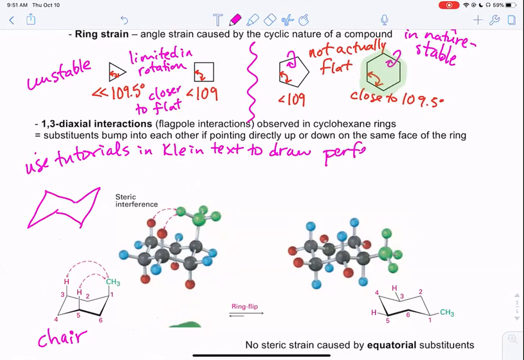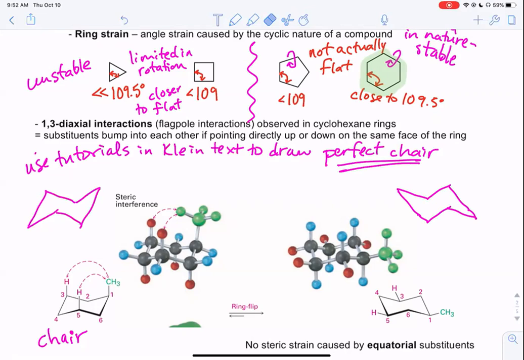If you're not able to draw a perfect chair, you won't be able to draw the rest of it, being the substituents or the branches off the ring. So make sure you're using those. I have lots of practice in drawing chairs. It's either what I just did there on the left or what we call a ring flip, the one there on the right. So we're going to play with this idea of a ring flip.